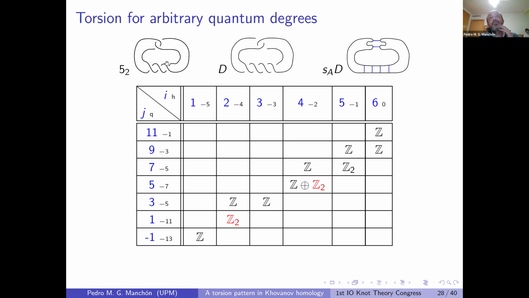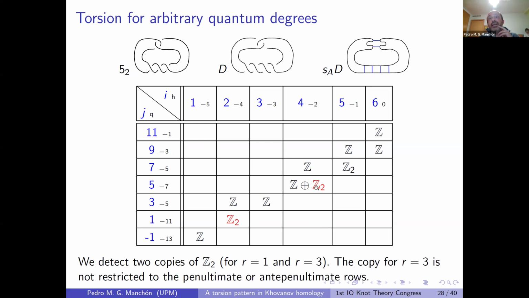Another example, 5-2, we consider the arm with one more crossing. The A smoothing is of type 2-4. This is the Khovanov table. We detect two copies of torsion, one for R equal to 1. Recall that this blue is I, and recall that I is equal to R plus 1. So for R equal to 1, we have this torsion. For I equal to 3, this torsion. And the nice thing here is to know that this torsion appears not restricted to the penultimate or antepenultimate quantum degrees.